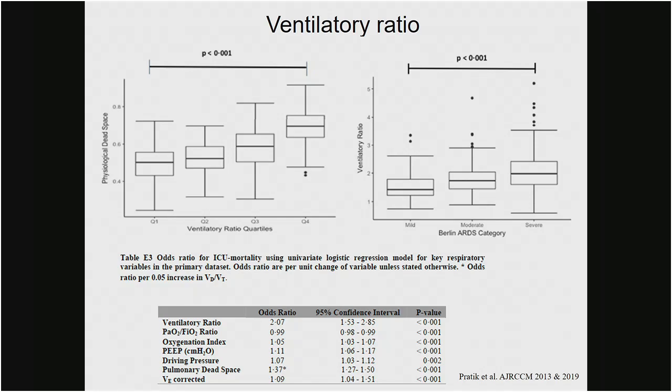Okay, so the higher the ventilatory ratio, as demonstrated by this plot, the higher the dead space fraction. And also the ventilatory ratio has been strongly associated with survival, as shown in the lower table in the slide. You see the odds ratio, the highest odds ratio in this multivariate logistic regression associated with mortality among all these other parameters.